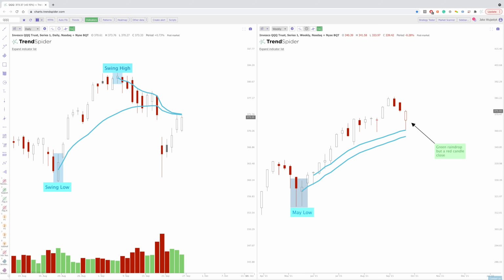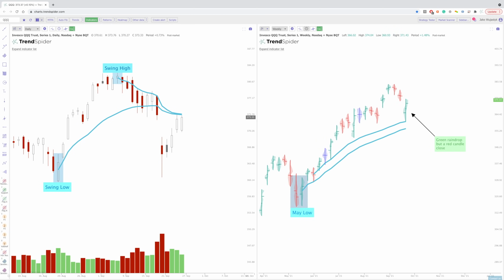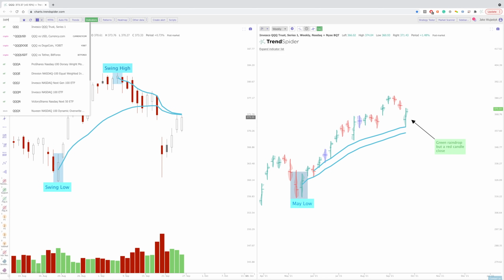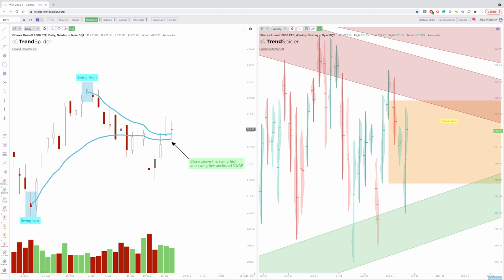Now, if you turn on the raindrop, you'll also see that we had a green close on the raindrop chart, which shows that from a volume perspective, there was a volume-backed strong move into the second half of the week, which shows this VWAP during the second half of the week higher than the first half, which makes it green. So all in all, very strong candles here on the weekly for both SPY and the Qs, as well as IWM. So you'll see here on the IWM, same thing, swing high, swing low.